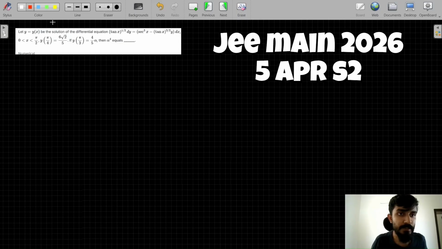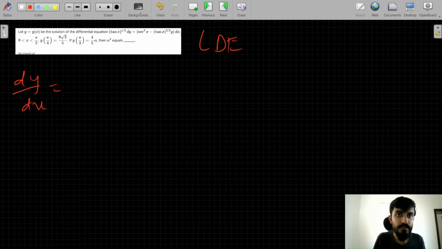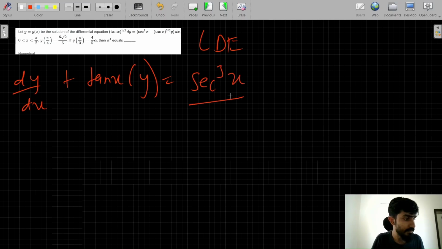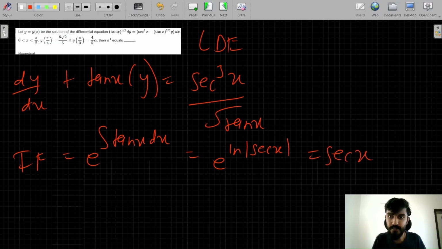Let y equal to y by x be the solution of the differential equation, and then we have the equation given here. Once again, it is a linear differential equation, and after simplifying we get dy by dx plus tan x into y is equal to secant cube x divided by root tan x. Okay, integrating factor is e power integral tan x dx, which is e power log of secant x, equal to secant x. Fine.